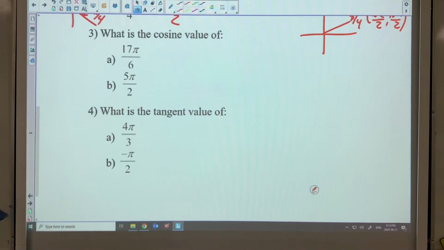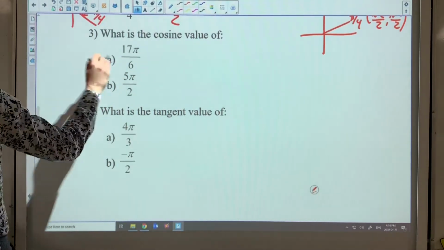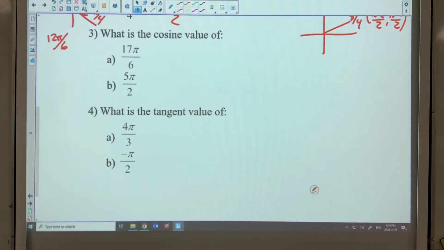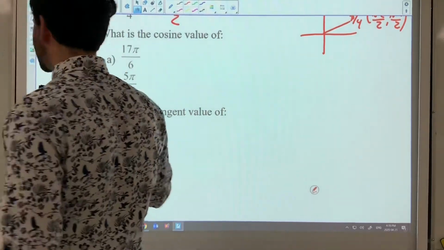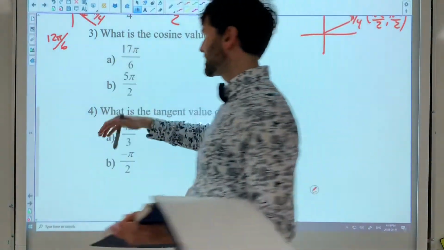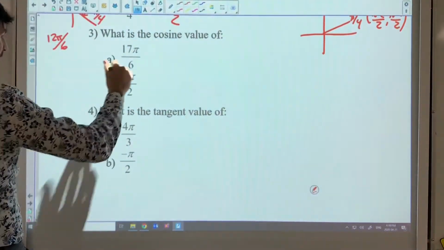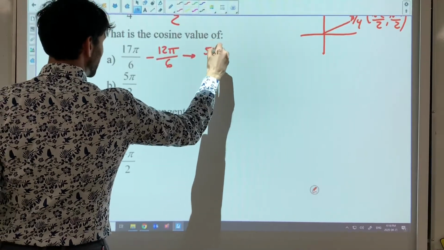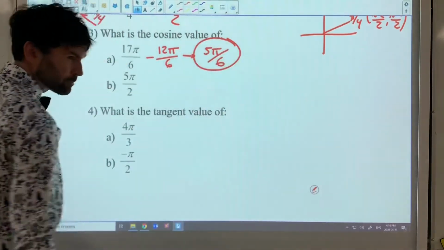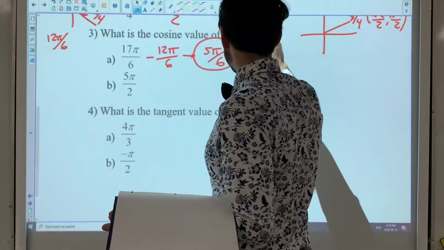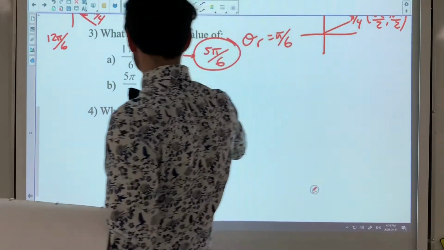Some cosine values. Now, this is bigger than 2 pi, right? 2 pi, if it's over 6, is 12 pi over 6. That's 2 pi, right? I'm over here at 17 pi over 6. If I'm gonna find a reference angle, I need to figure out, well, what is this on the unit circle from 0 to 2 pi? So let's go ahead and subtract 12 pi over 6. And we're like, oh, that's 5 pi over 6. You have options, right? You can find the reference angle. We know that theta r is pi over 6. This is the example I did.